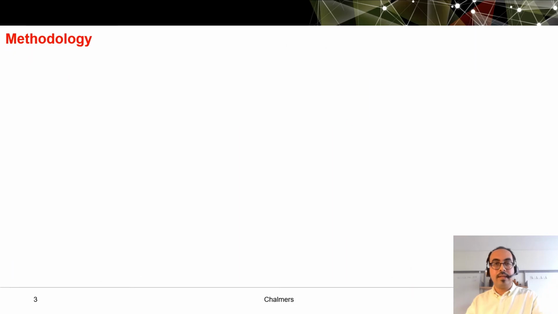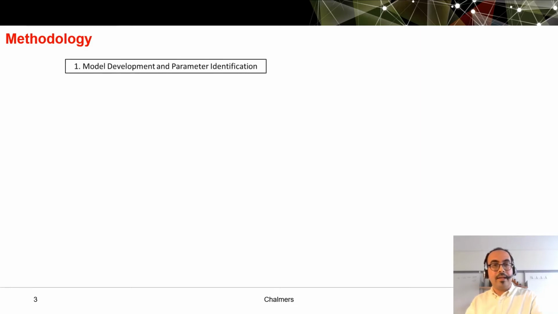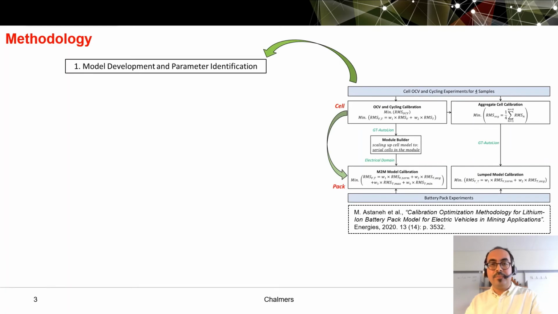And now let us elaborate a little bit more about how this so-called multi-physics simulation and multi-criteria optimization framework works. At the first stage, we have model development and parameter identification. In our previous study, we developed a calibration optimization methodology for modeling large traction lithium-ion battery packs, and the fully calibrated and validated model will be used here in this study to design lithium-ion battery packs.